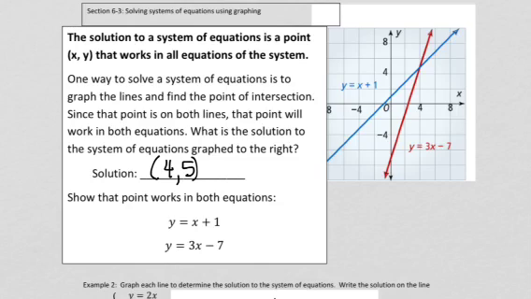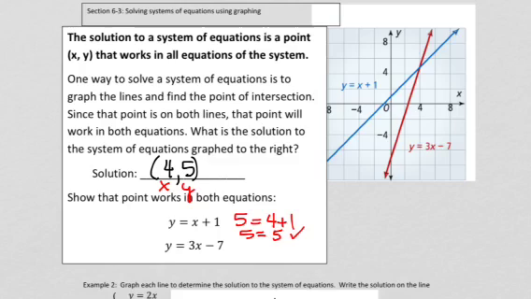The next thing I'm going to do is show that that point works in both equations. So remember, the x value is 4 and the y value is 5, so I'm going to plug it into the equations. So we would have here 5 is equal to 4 plus 1. So obviously 5 equals 5 is correct.